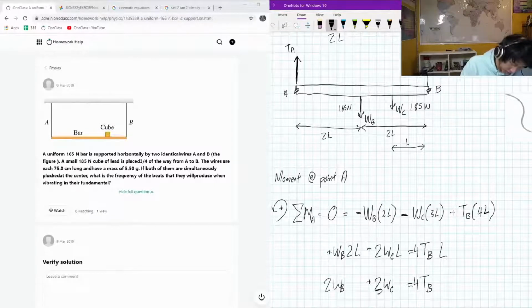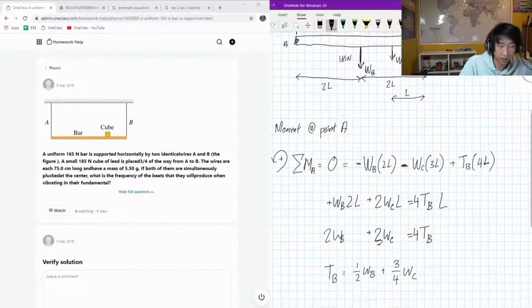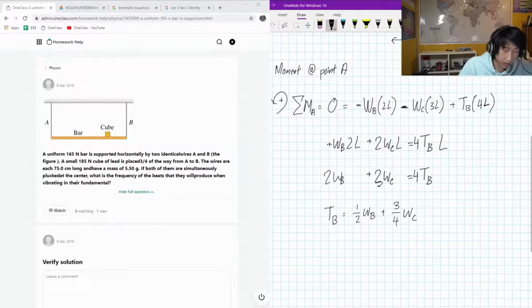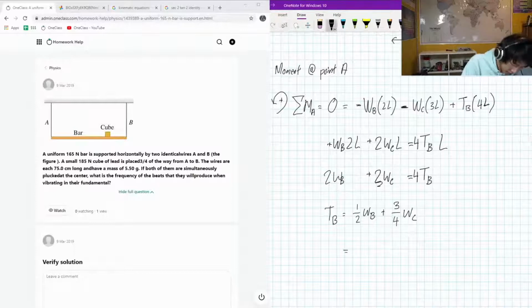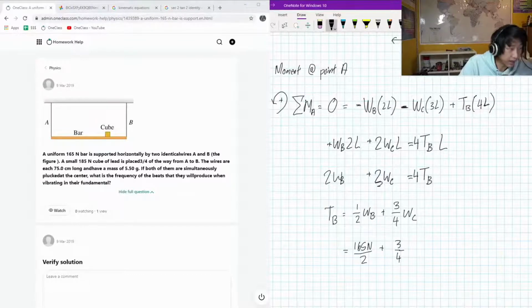So instead, we're going to have 1/2 WB plus 3/4 WC. Okay, and then we just got to sub in these numbers. So WB, our bar, was 165 newtons. Plus 3/4 of WC is 185 newtons. This is our tension in chord B.